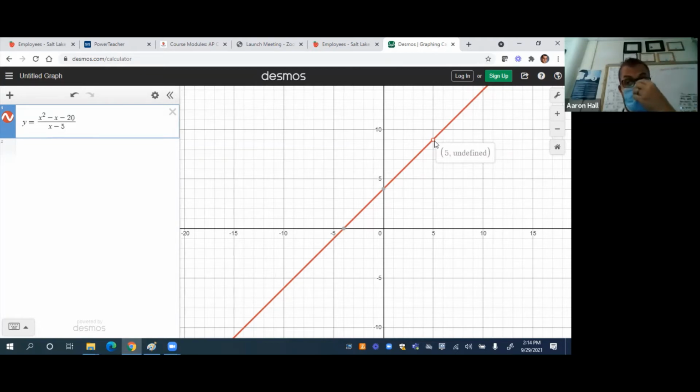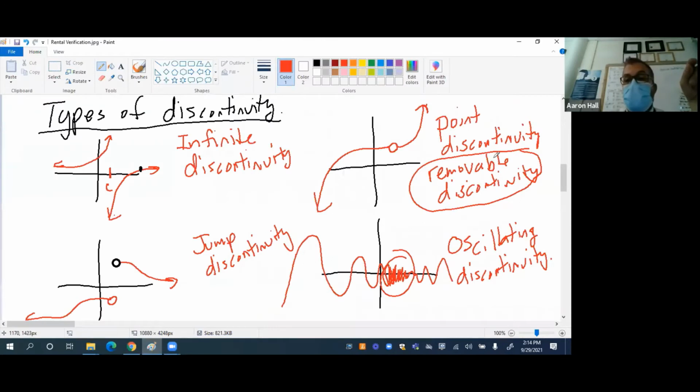So this is discontinuous because of a removable discontinuity, right? You could call it a point discontinuity, but I want you to get used to this removable discontinuity because that is more common in the AP curriculum.